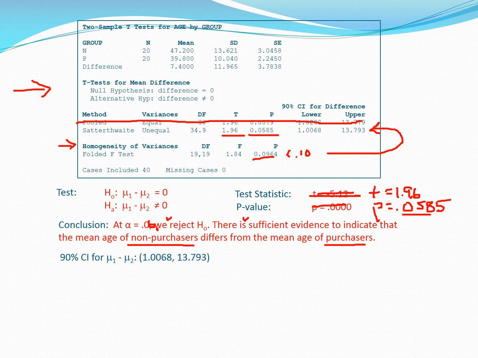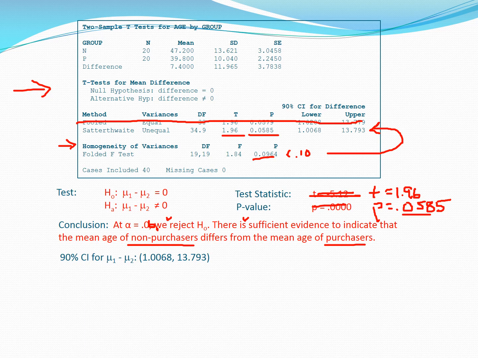You should know first to use the unequal row because of that folded F p-value. Once you get the 0.0585 off the printout, you should know to compare alpha to that. If alpha is 0.06 or 0.07 or 0.08 or 0.09 or 0.10, p is low, reject. There's sufficient evidence to indicate that the first mean differs from the second mean.